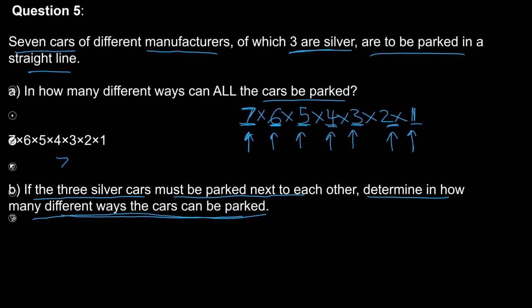So for silver cars, we know this 1, 2, 3 cars. And for the rest we have 1, 2, 3, 4 cars, because we have 7 cars. Are we together? So to do that, we're going to look at this. For silver cars, we have 3 times 2 times 1. Are we together? And for other cars, it's 4 times 3 times 2 times 1. And you just multiply that, and that will give us the total ways.